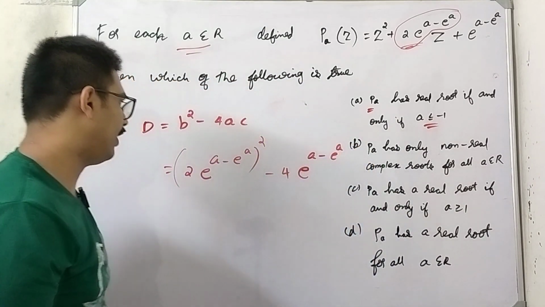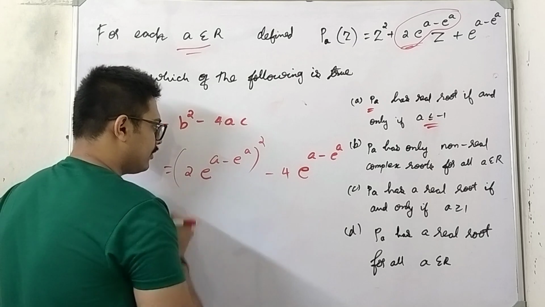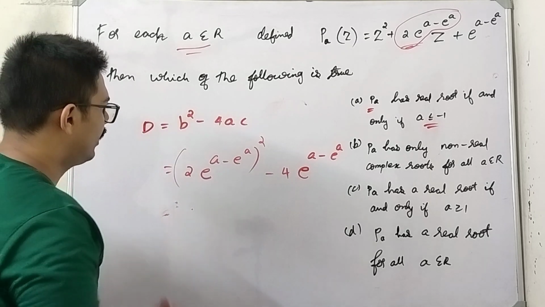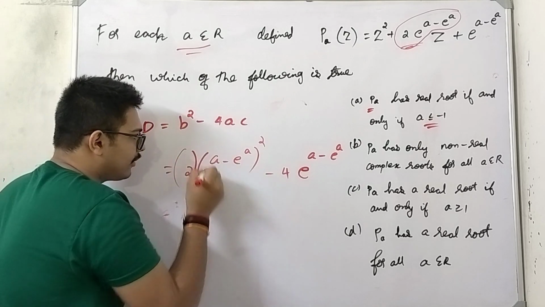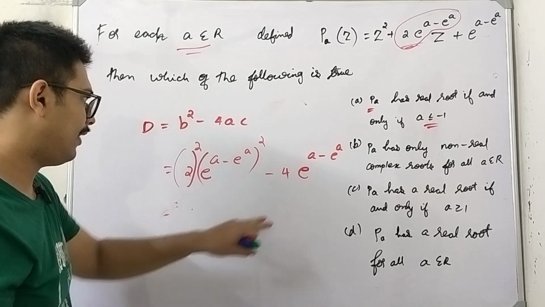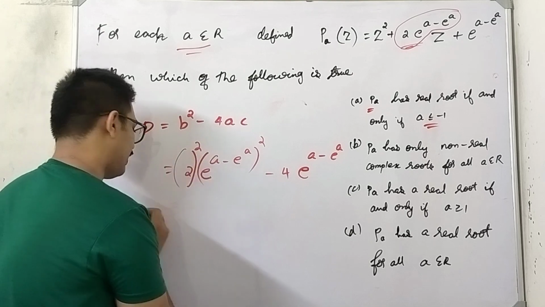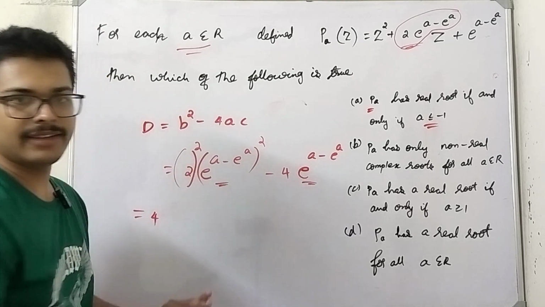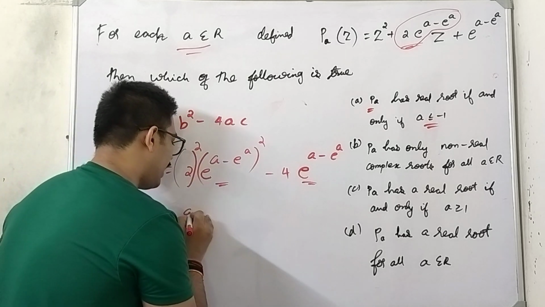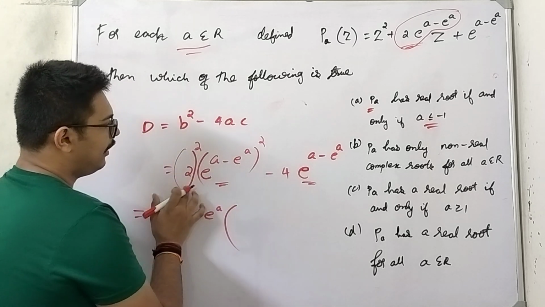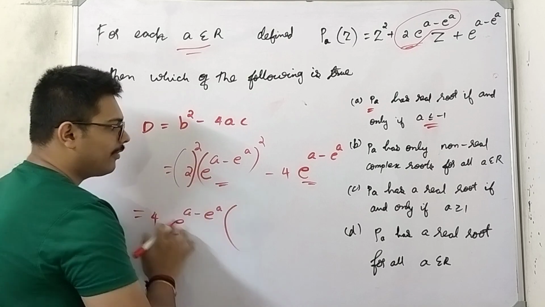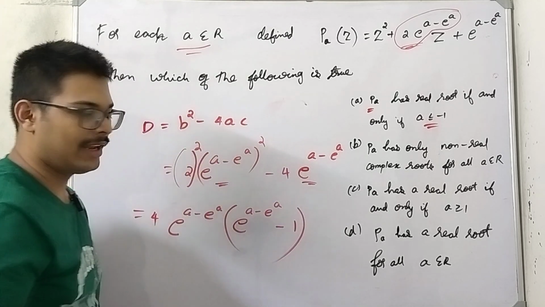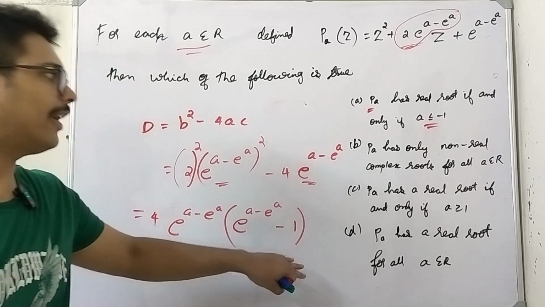Now we can do one thing. I am taking the square value separately, 2 square and this one separate. Now I can take this 4 common, since 2 square is 4. Now I can take e raised to a minus e raised to a common again. With the 4 taken out, we have e raised to a minus e raised to a minus 1.